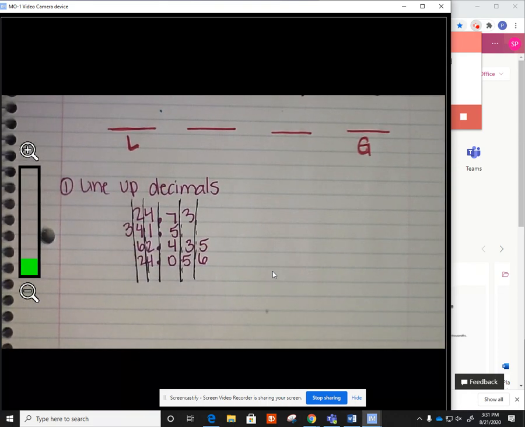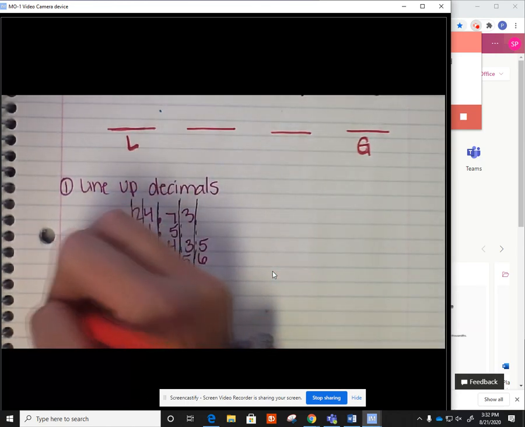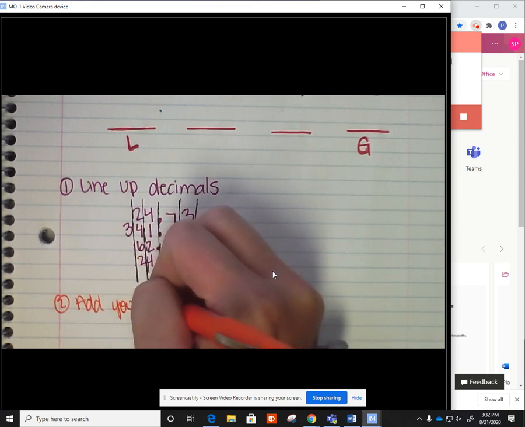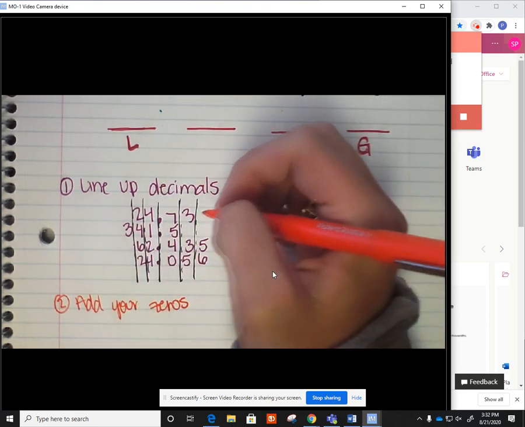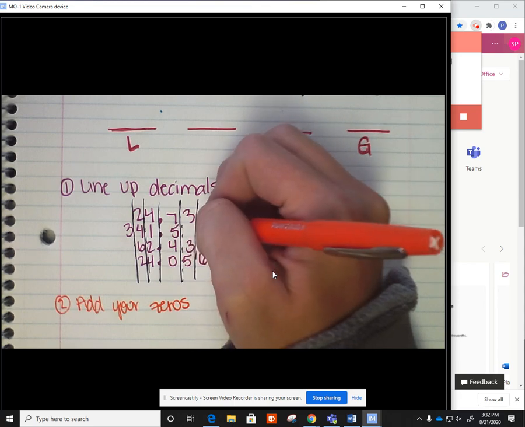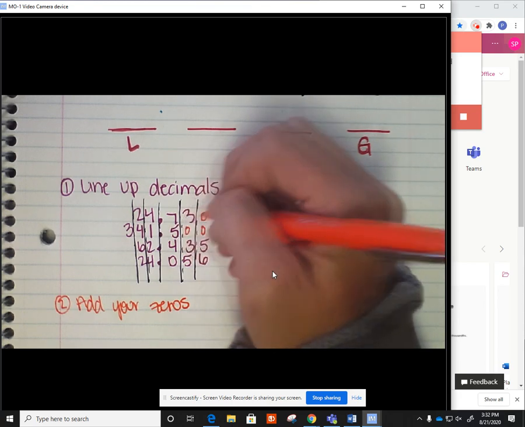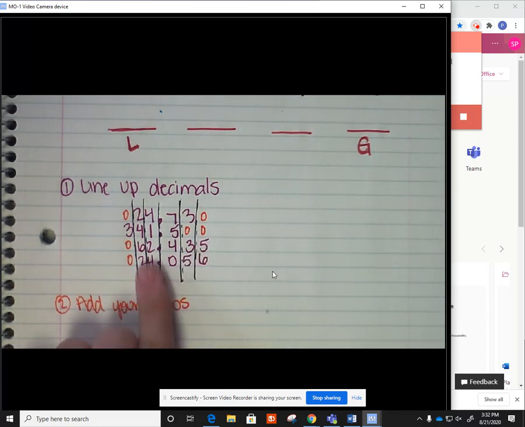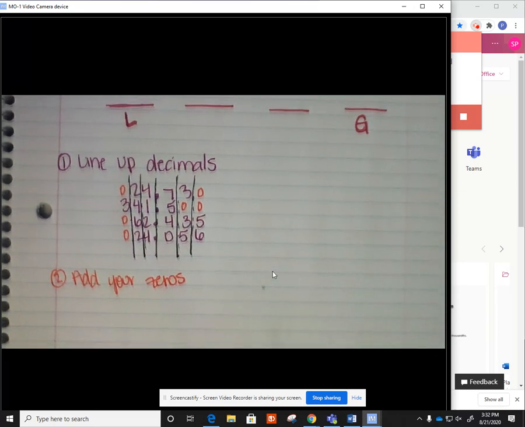Okay, your next step, number 2, is going to be add your zeros, your little imaginary zeros. So we need to make sure that every number has the same amount of numbers in it. So anywhere that there was a gap, I just went ahead and added all my zeros.